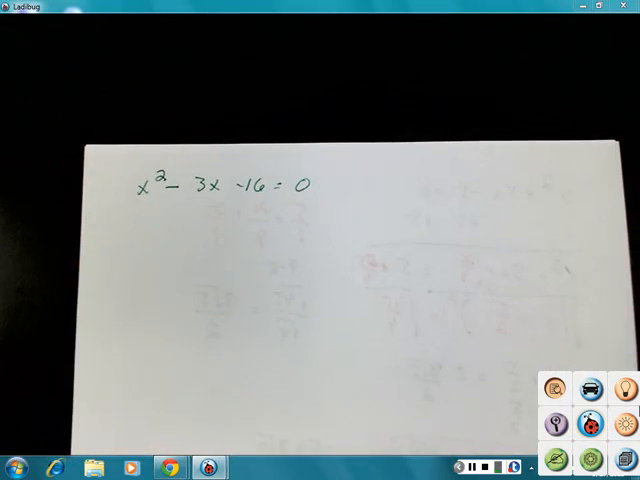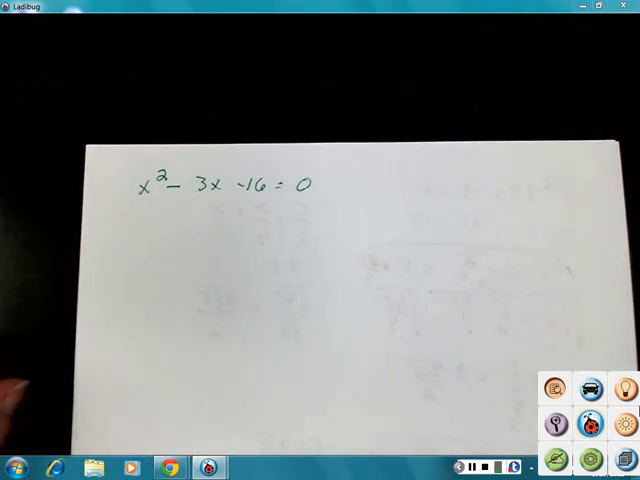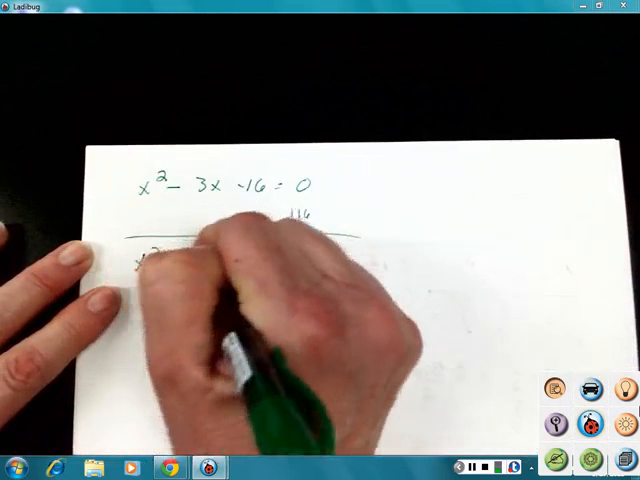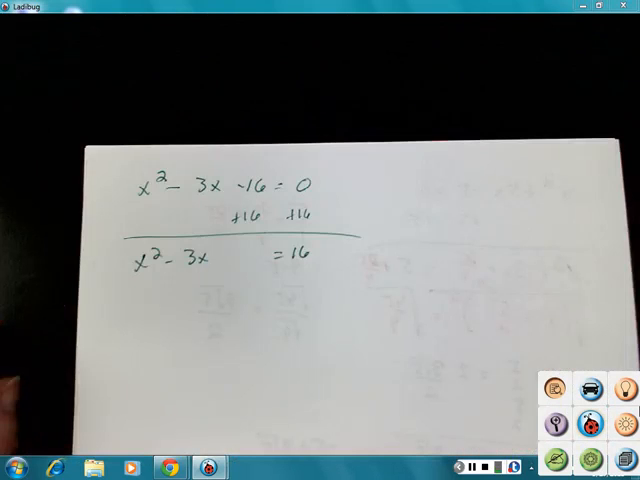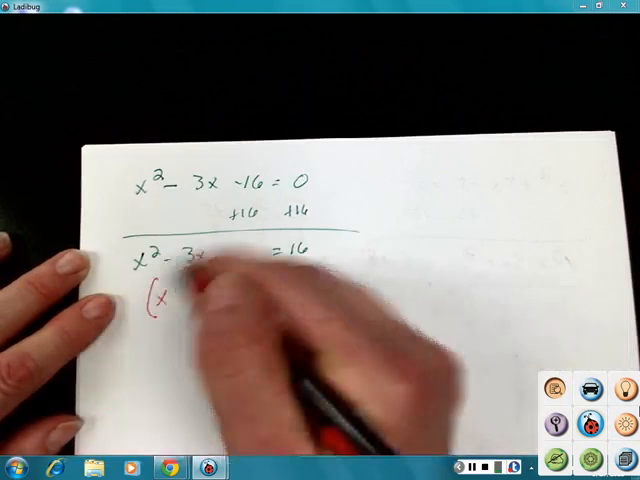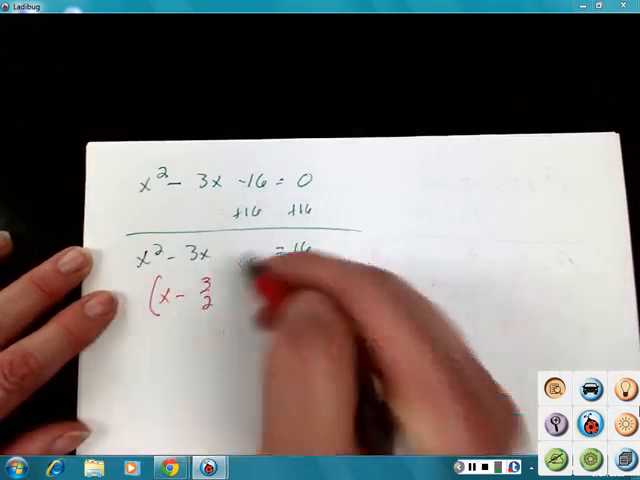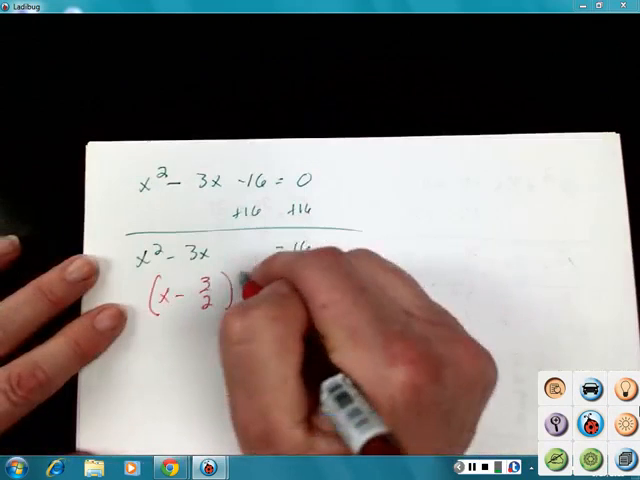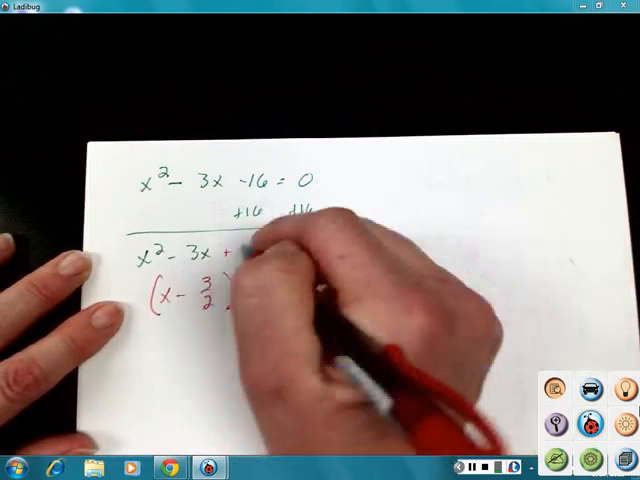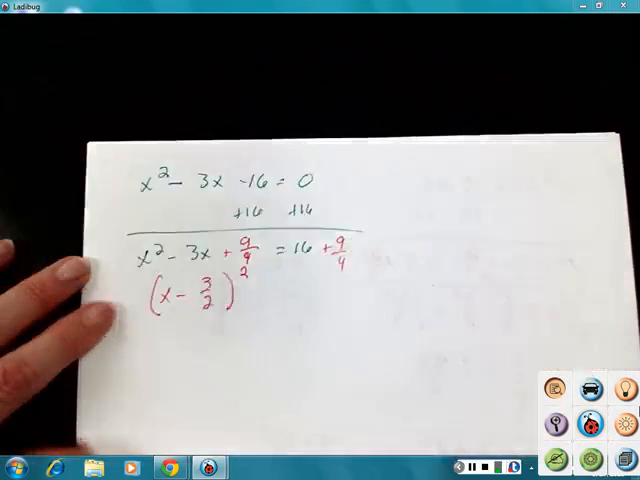That one's kind of got a strange half piece in there. So first off, what should I do? Add 16. Leaves me x squared minus 3x equals 16. So when I break this thing apart, I end up with x minus half of 3, which is 3 halves. You okay with that part? Squared on the outside, but 3 halves squared is 9 fourths. So I have to add 9 fourths to both sides.